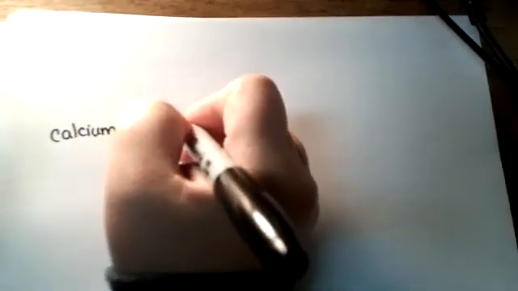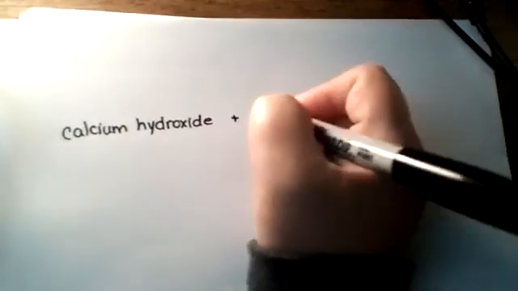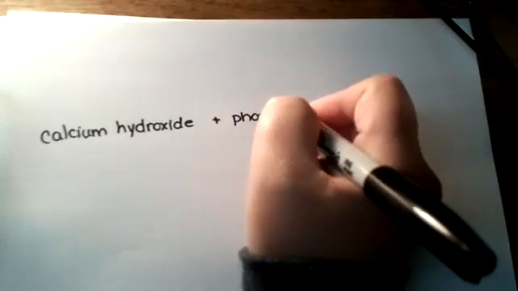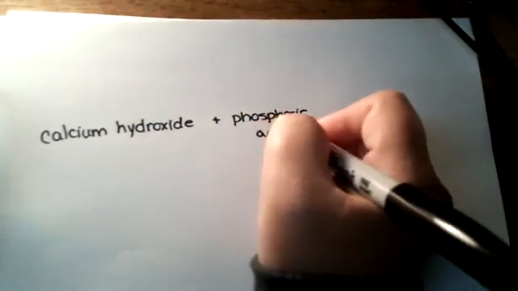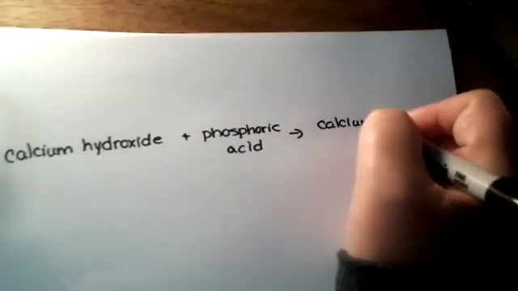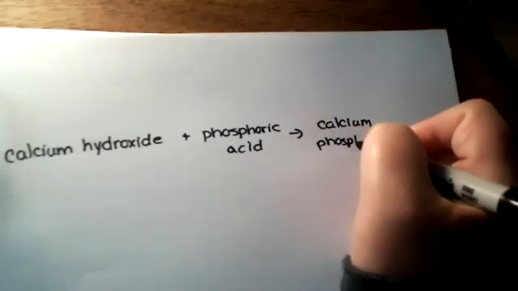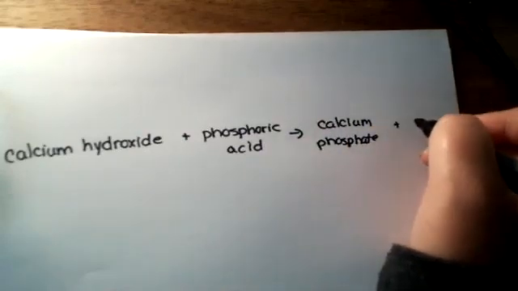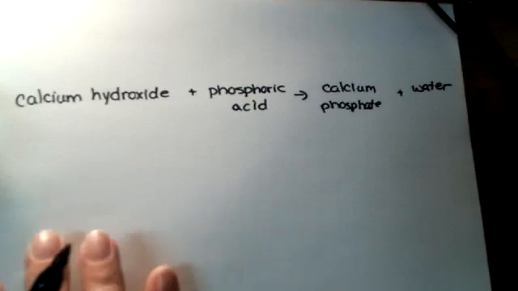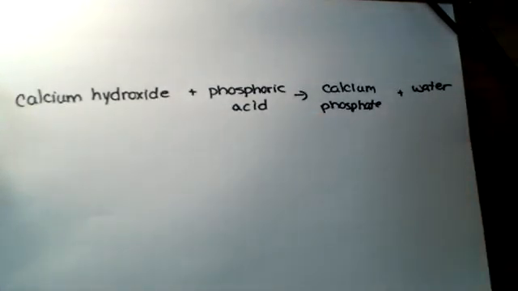For that one, they tell us it's calcium hydroxide, and it's being added to phosphoric acid. And that's going to produce calcium phosphate and water. Okay, so I have to start by putting in all of my compounds. So we're going to do that first.